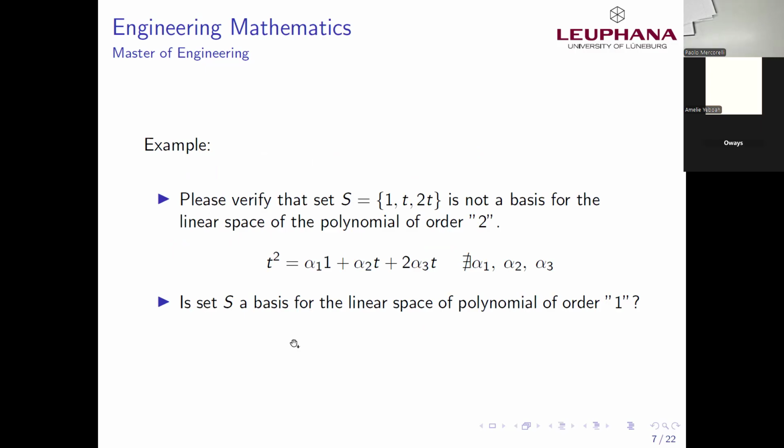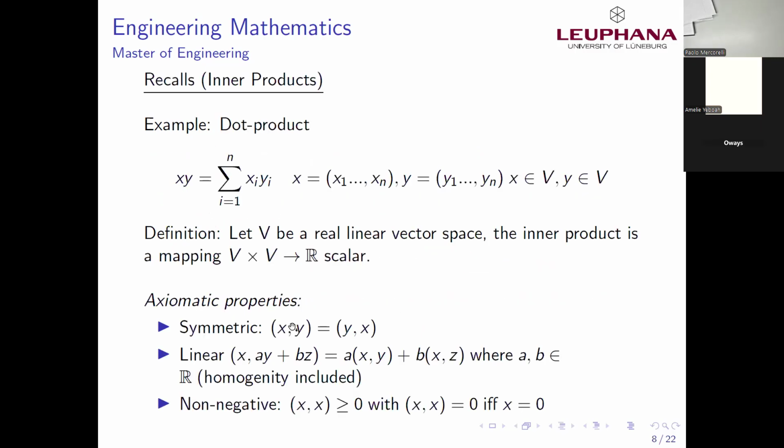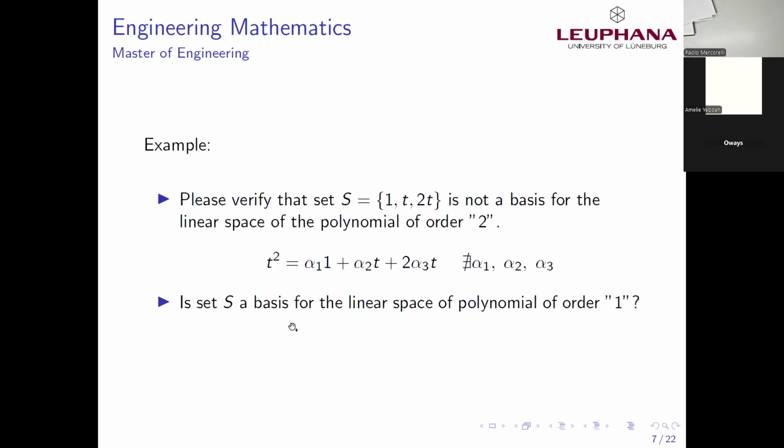Let me see if I have something more interesting. Okay, let me do that. It's easy. Let's examine the exercise with the solution. I have this set here: 1, t, 2t. Is it a basis or not a basis? The answer is not a basis.